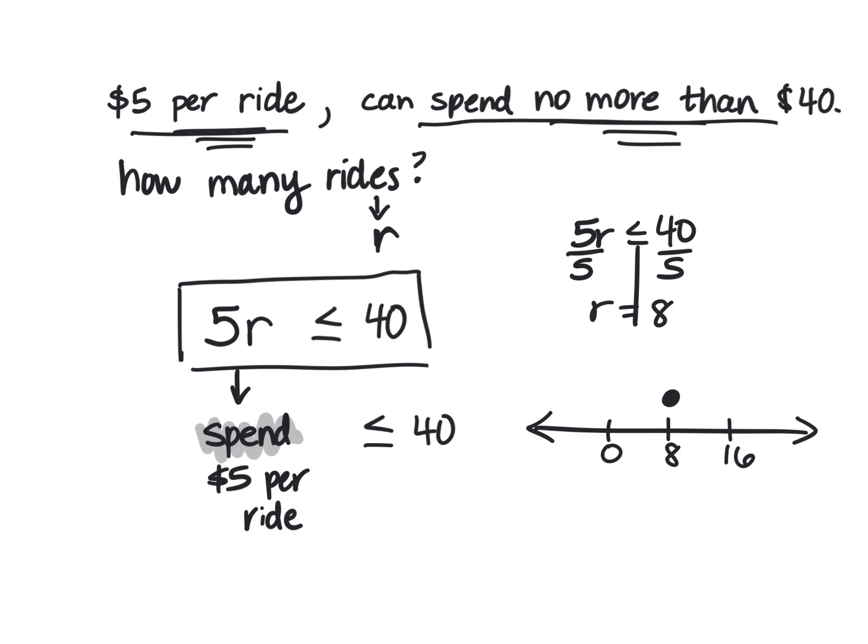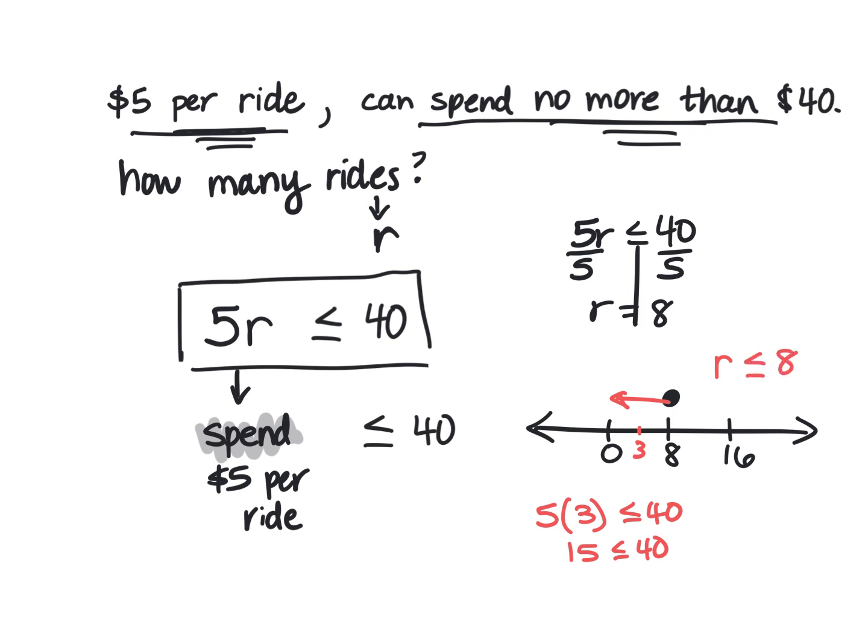All right, let's do a test point. So if I test, maybe I'll test, I'm going to test 3 rides. Okay, so if I test 3, I would go 5 times 3. Is that less than 40? Well, 15 is less than 40. So it looks like I can go on less than 8 rides. So I'm going to say I can go on my rides as less than or equal to 8.